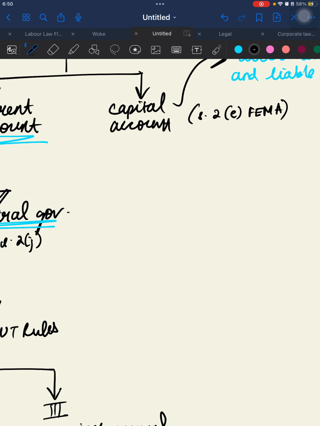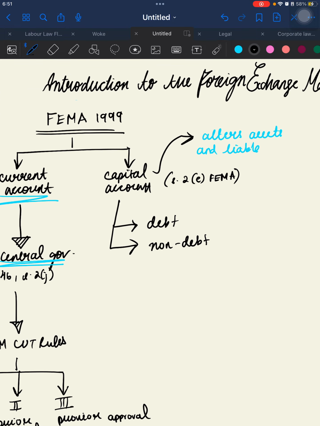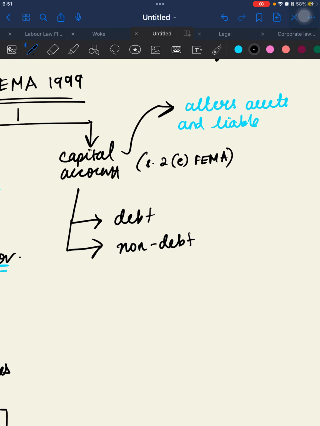Capital account transactions are dealt with by the Reserve Bank of India. Again, there is a demarcation made here, right? It's generally made by the Reserve Bank of India, but we have two kinds of capital account transactions: debt and non-debt. This is a relatively new thing. It came up around 2020 or 2021, I don't know exactly when, but it wasn't always like this. Traditionally, capital account transactions were held by the RBI exclusively. Now it's both the RBI and the central government.